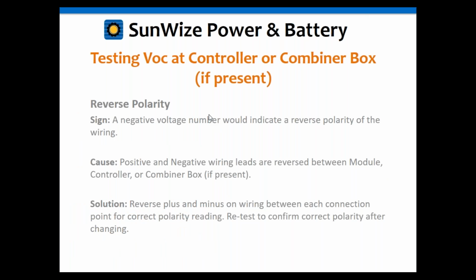Okay, so reverse polarity again. If you get a negative number when you do your VOC test, that indicates that the wires are reversed. The simple solution is just flip your wires around. That's a pretty easy fix and a pretty common one we see, especially during installation. So if you're doing an installation and you're having a problem, that's a pretty common one that we see.